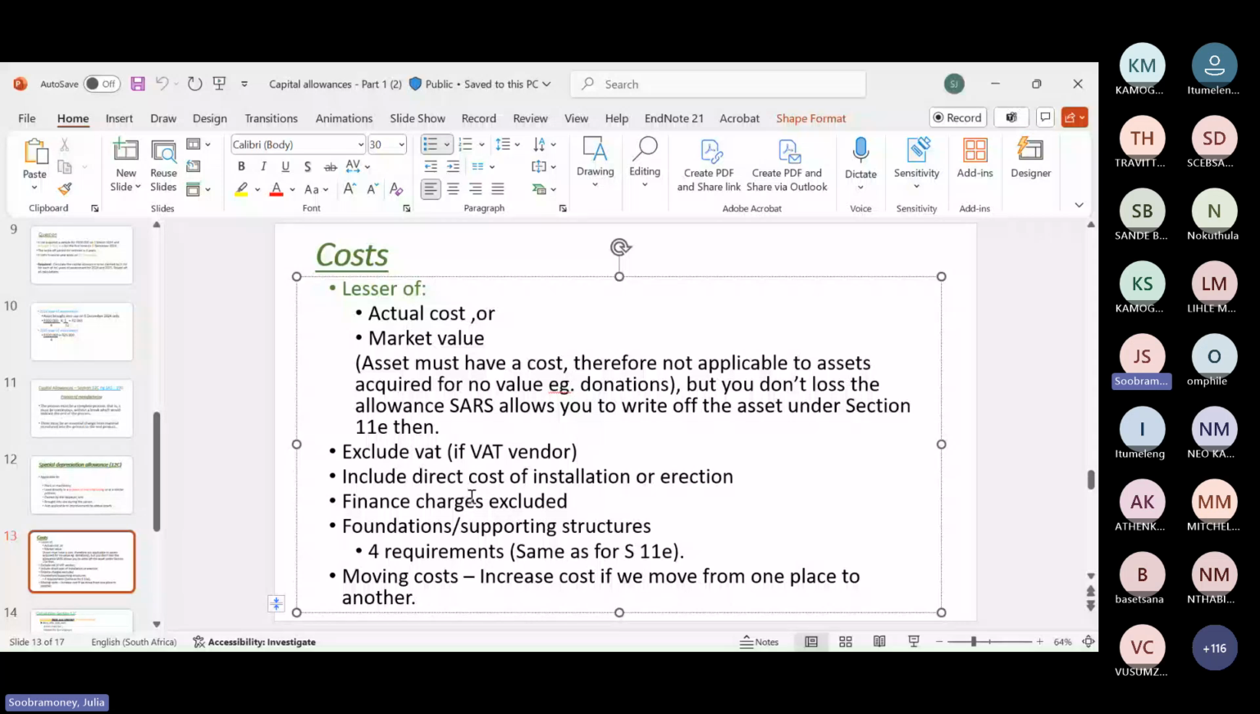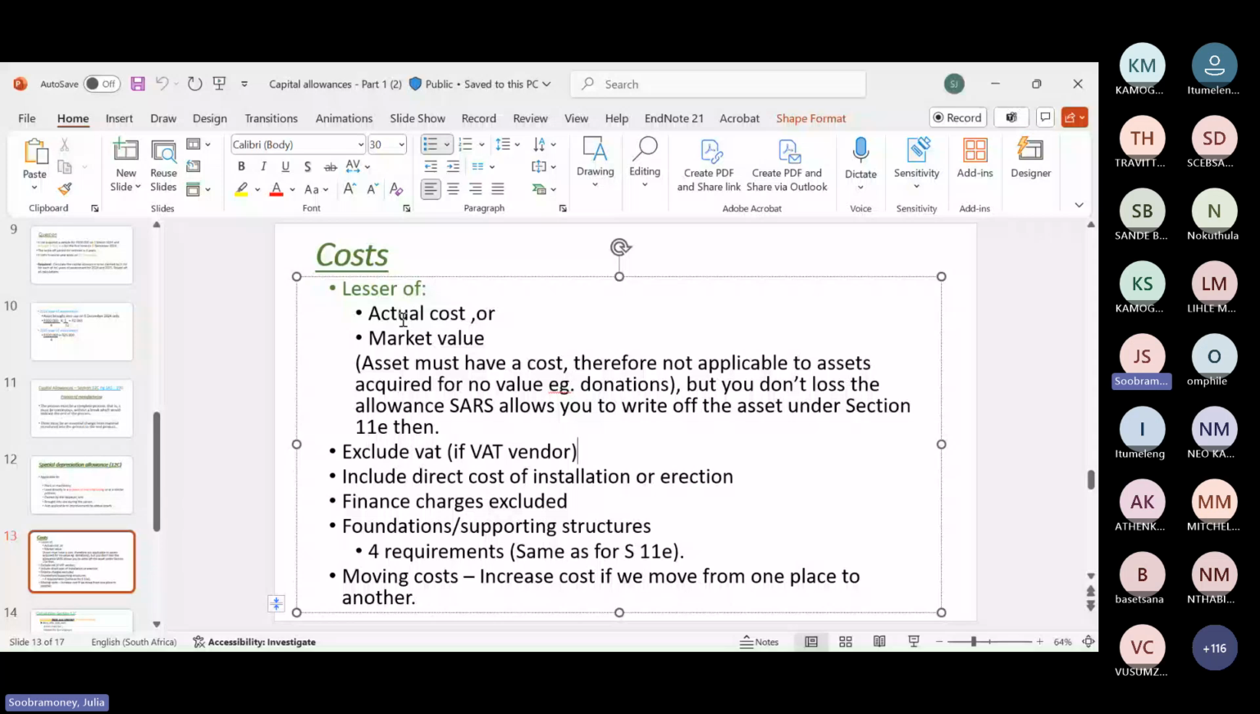Foundation structure, exactly the same as Section 11E. Moving cost, exactly the same as Section 11E. So can you see the cost price of a Section 11E asset and the Section 12C asset is exactly the same. All these costs are the same. The only difference between Section 11E and Section 12C is the actual cost when we decide what are we going to use. Okay, so that is important.